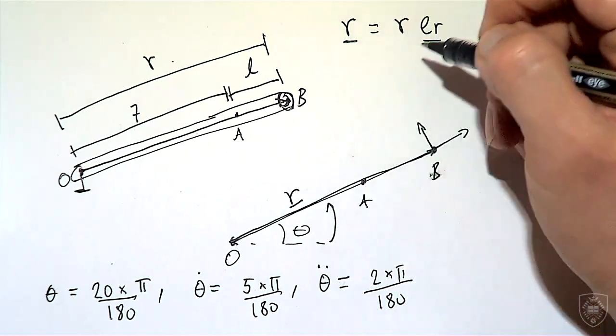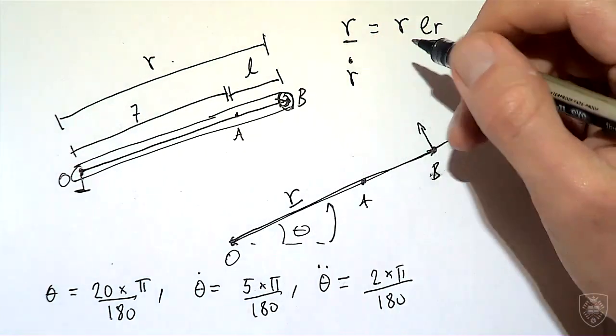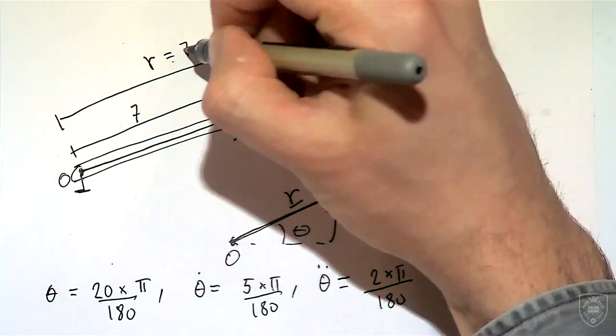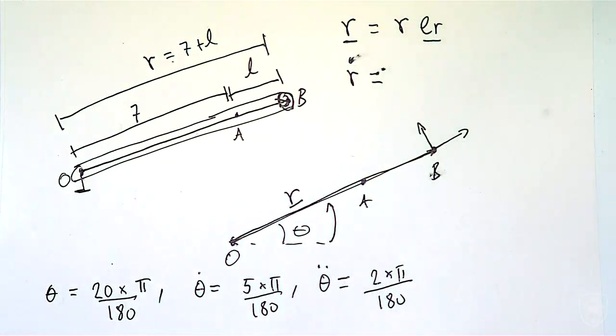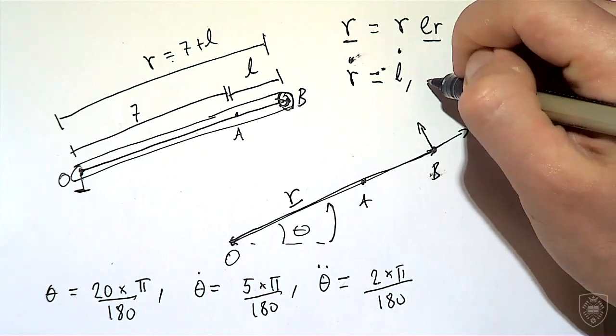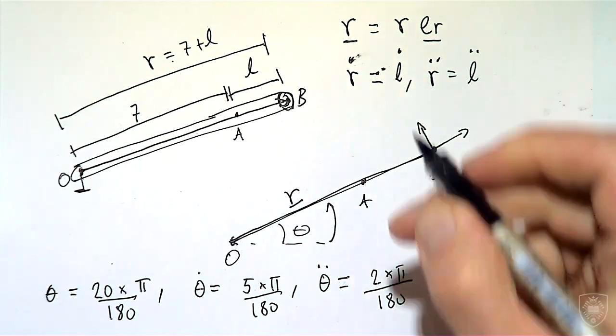If we differentiate r in time, that's just the length r. We know that r is 7 plus L. So if you differentiate r in time, that's just L dot. r double dot is L double dot, and we're given what those are.